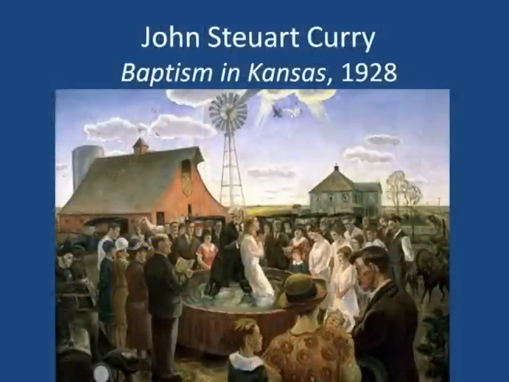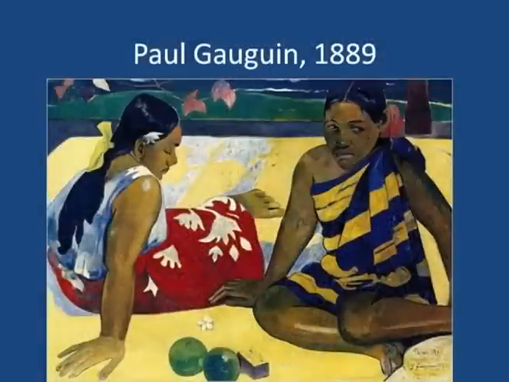There are some stereotypical elements, the large windmill, for example, and they thought that maybe they were being used, maybe kind of embarrassed for John Steuart Curry's own ends. And they compared Curry's depiction of people in Kansas to Paul Gauguin's depiction of Tahitian women.